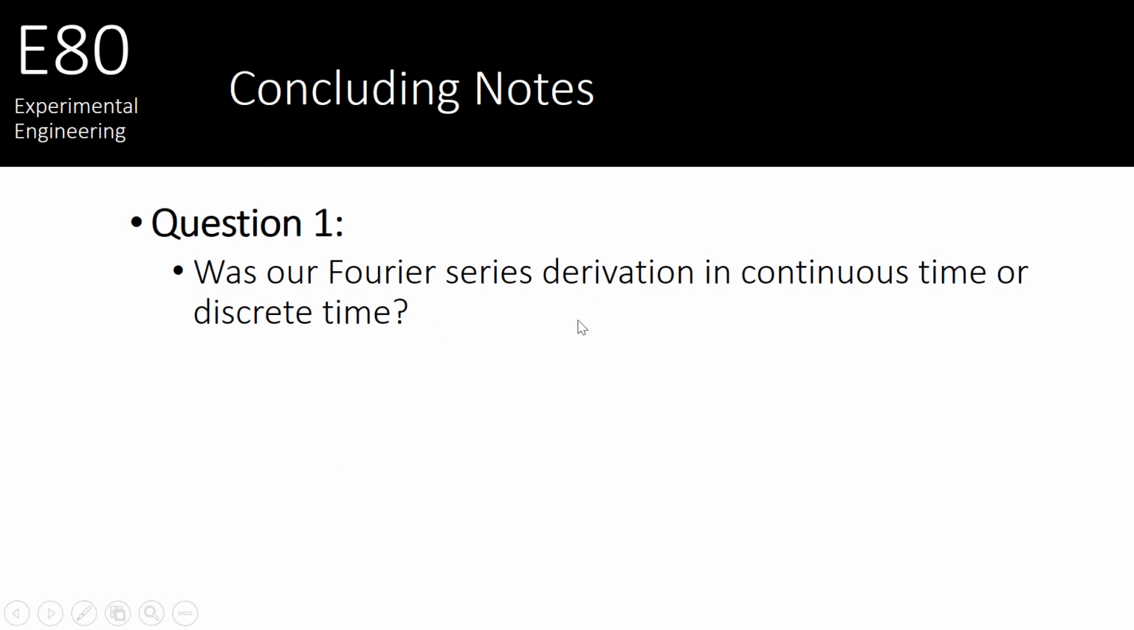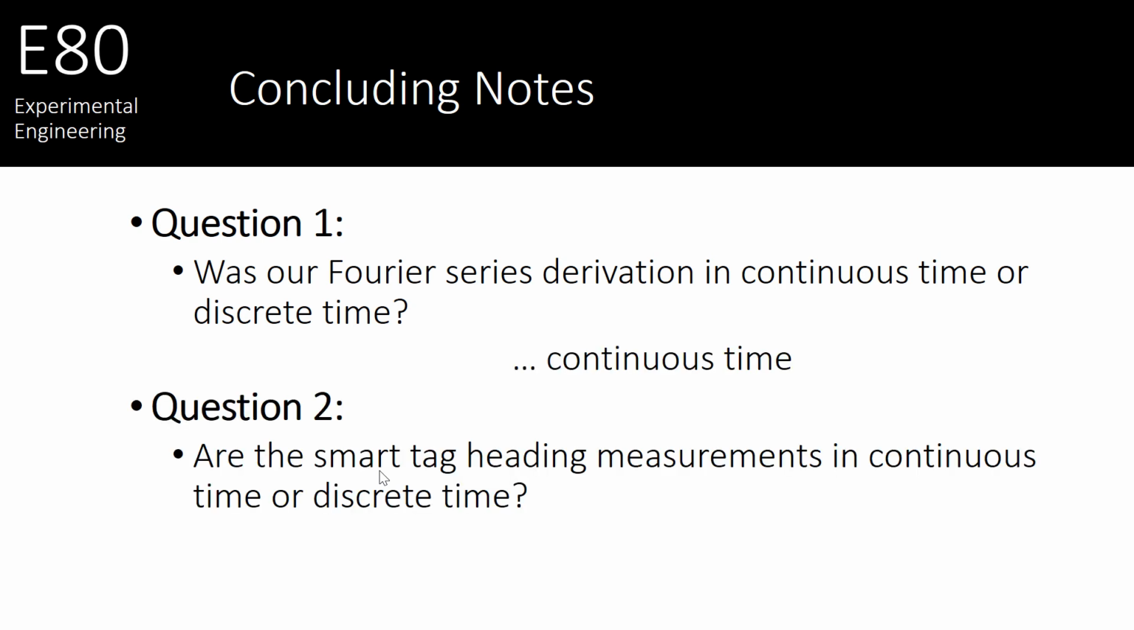Was our Fourier series derivation in continuous time or discrete time? Think about it. Was everything a function of t or some discrete time step? If you think about it, everything was a function of t, continuous time. A second question: are the smart tag heading measurements in continuous time or discrete time? If we actually took measurements of the shark's heading, do we have an infinite number, or do we have a discrete set of them? We probably have a whole bunch of time-stamped measurements. So in this case, we're in discrete time.